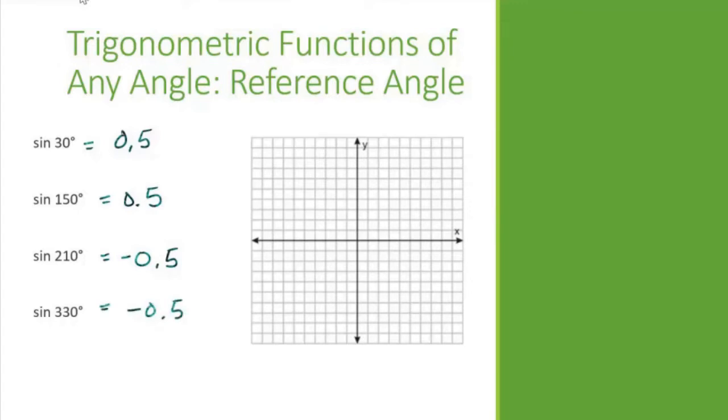What do all of these angles have in common? Why are they giving us one of 2 answers, the positive or negative version of 0.5? Let's draw them on the coordinate plane. In quadrant 1, we have 30 degrees.